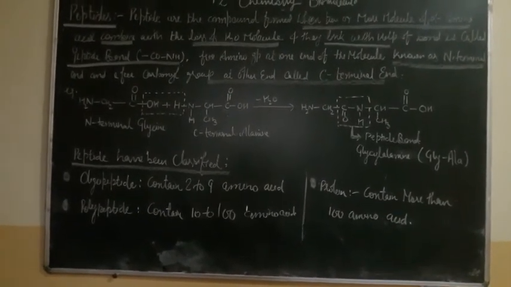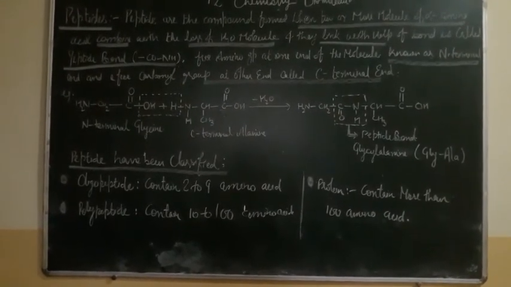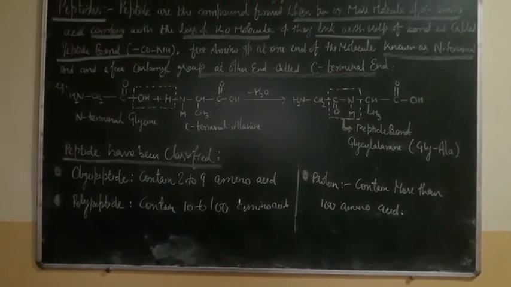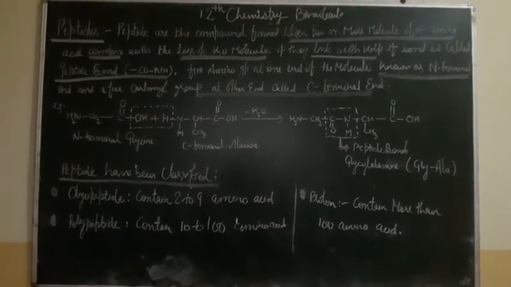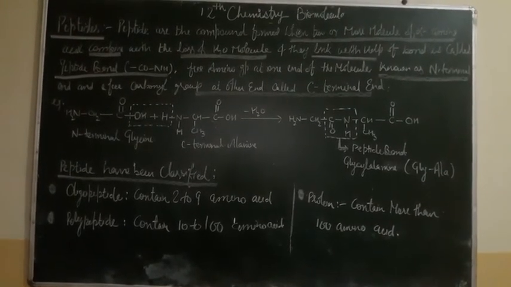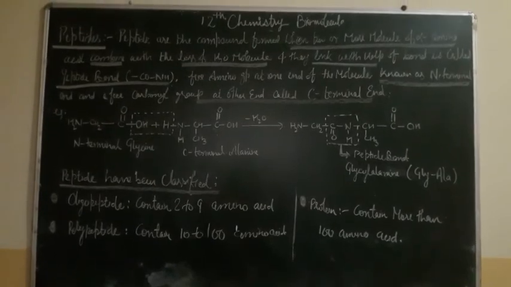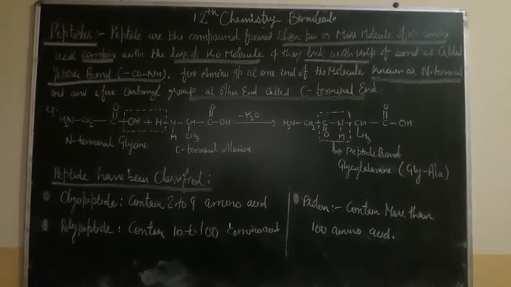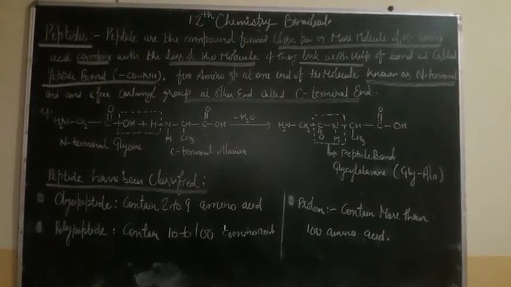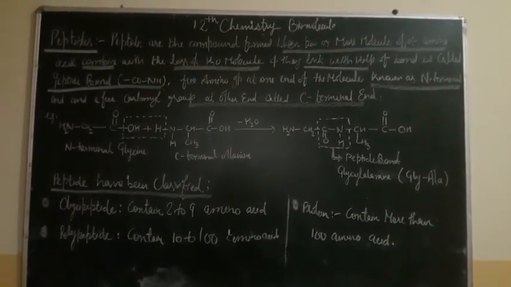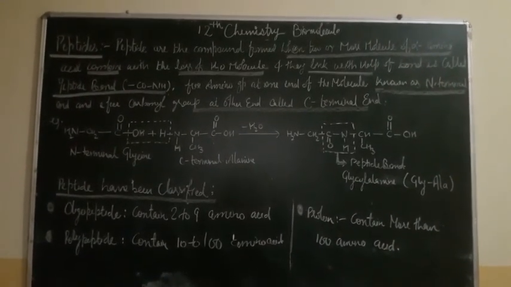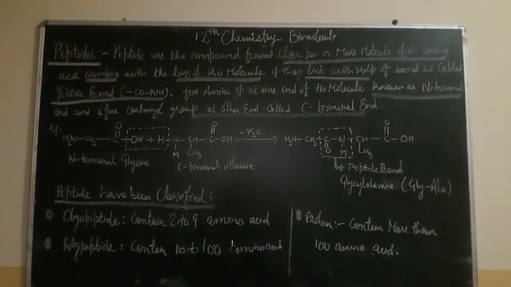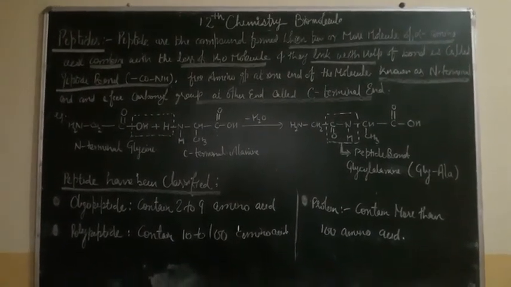Peptides are classified into different categories: oligopeptides, polypeptides and proteins. Oligopeptides contain 2 to 9 alpha amino acids. Polypeptides contain 10 to 100 alpha amino acids, and in the case of protein, it contains more than 100 amino acids. The name of any polypeptide starts from the N-terminal residue.